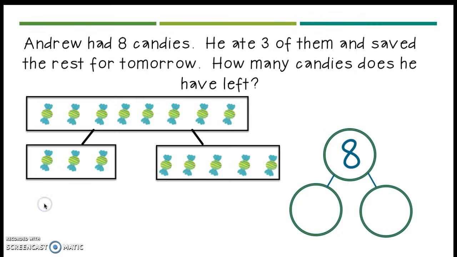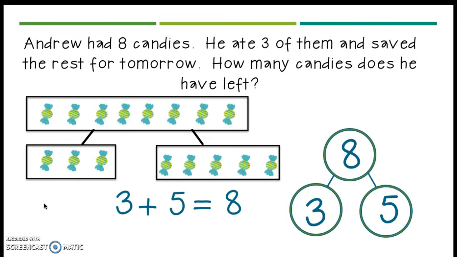Okay, ready? Well, 8 was the whole amount. 3 was a part, and then we figured out that 5 was the other part. Perfecto. What kind of addition number sentence could I say, to show off my skills with those number bonds? Yeah, I could say 3 plus 5 equals 8, or I could say 5 plus 3 equals 8.